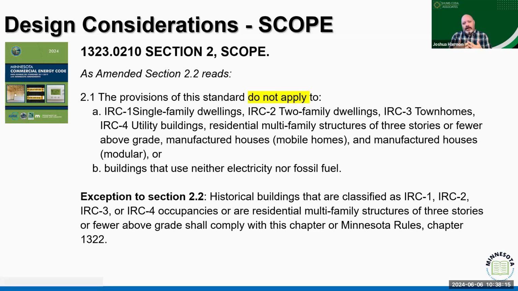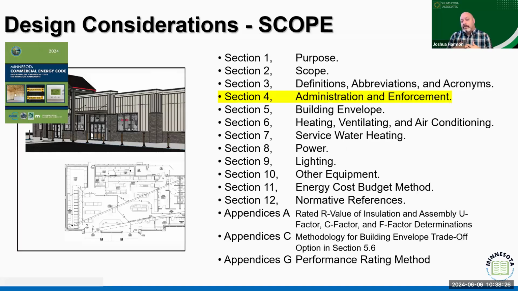Those occupancies that are residential are going to follow the residential provisions. And so again, we'll talk about that. Those are the multifamily structures that are 3 stories or less above grade. Those will be following commercial provisions for energy, but maybe residential provisions for energy that may be following commercial provisions for construction. But again, as it was adopted, the state adopted the ASHRAE standard to include chapters 1 through 12 and appendices A, C, and G.